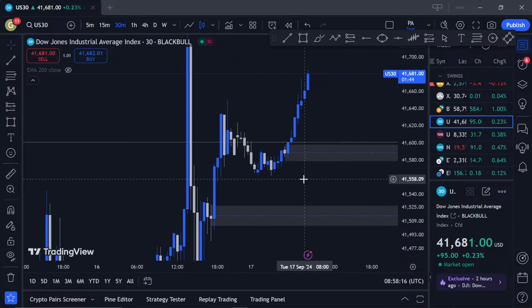So on US30, we'll be looking to take a buy from the 41,600 level. Now for US30, with these indices, mostly the figures are different across every prop firm or across every broker. So now what I want you to do is simply look at the areas where I'm identifying.